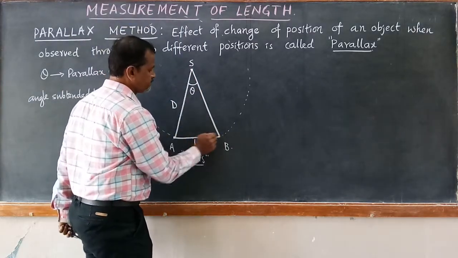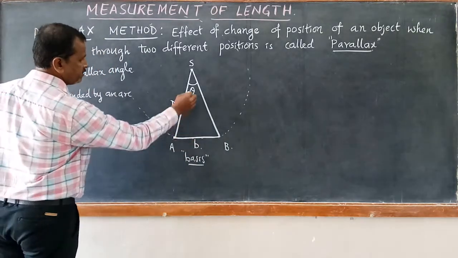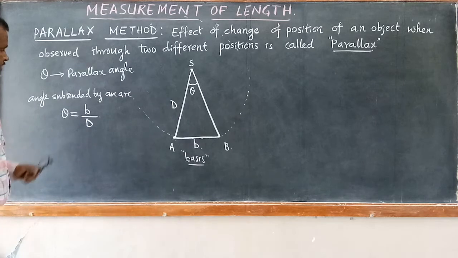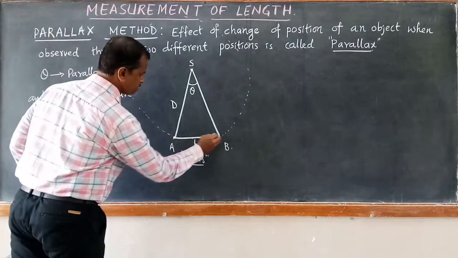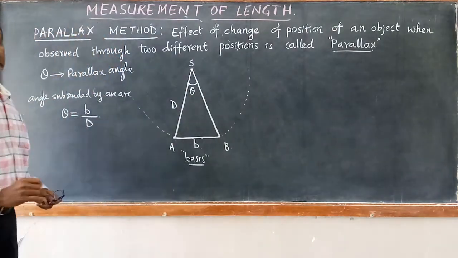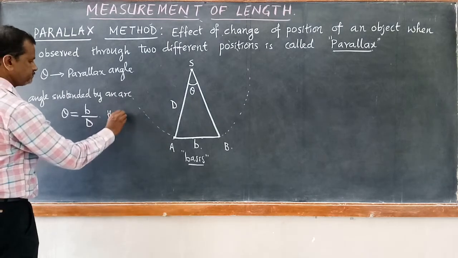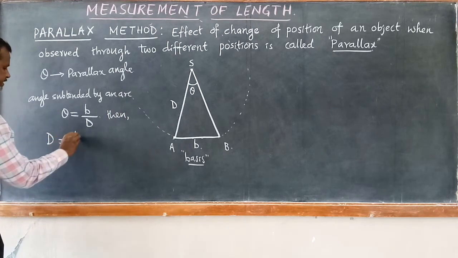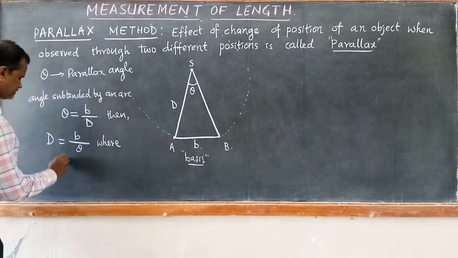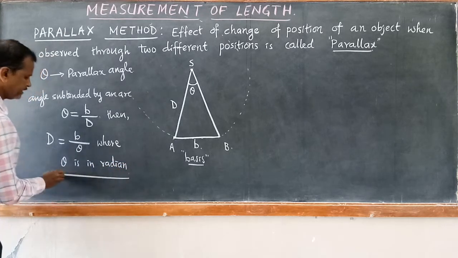Then the angle separated by an arc is given by theta equal to d by d, basis divided by distance. Therefore, if we know the distance between the 2 points of observation, and if we measure this angle theta, which is to be always expressed in radians, then distance d can be calculated as b by theta, where theta is in radians. Theta should be taken in radian.